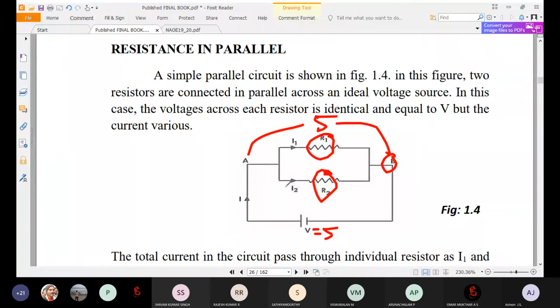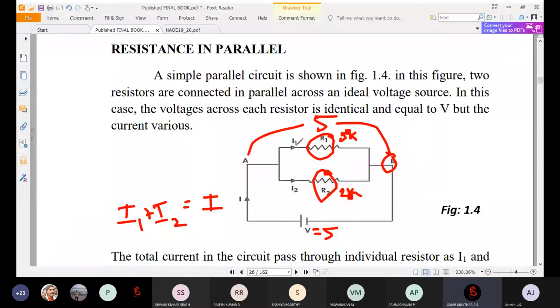So if R1 is, for example, 5K and R2 is 2K, will the maximum current flow through 5K or 2K? It will flow through 2K, sir. Yes, because 5K will resist the flow of current. Likewise we have to calculate. This is the total current I, and it will be split as I1 and I2. So the equation I can write is I equals I1 plus I2.